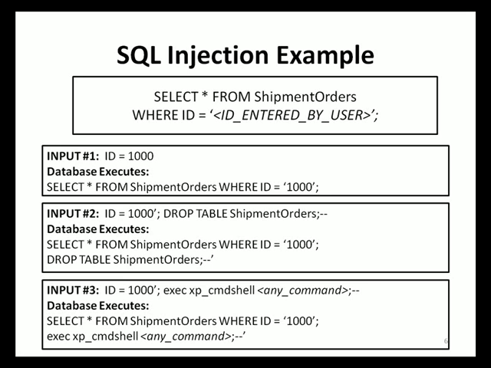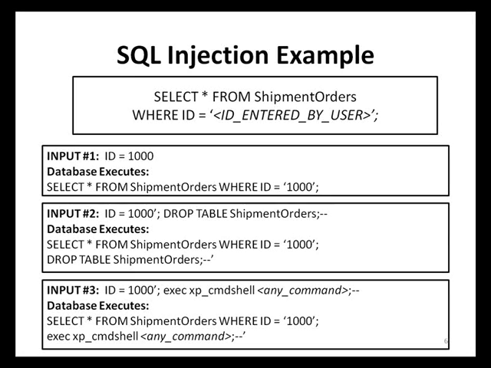In the third and last scenario, ID is specified by the malicious user as 1000, quote, semicolon, exec, xp_cmdshell, and then some command to execute. As with the previous scenario, the database server sees two different SQL queries to execute. The first is to retrieve information for the order corresponding to ID 1000, and the second is to execute the xp_cmdshell stored procedure and have it execute any command that the malicious user provides. This is horrible.